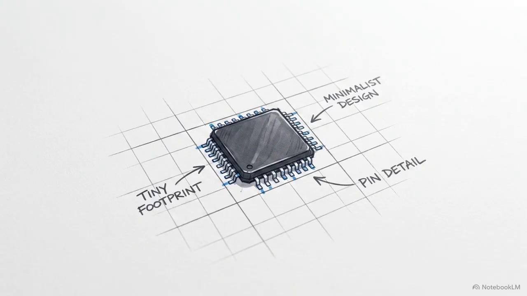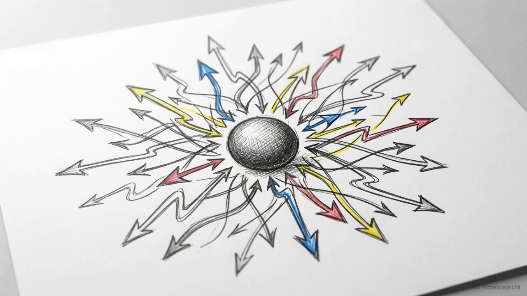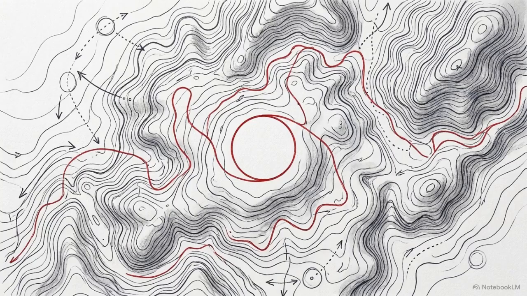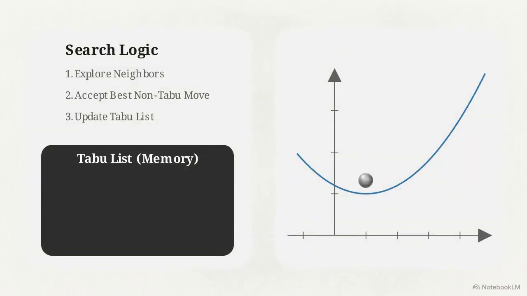Because it only tracks the current and best solutions, ILS is highly memory efficient. The trade-off is that a random kick has no sense of direction. It risks sending the search directly back into a valley it has already fully mapped out. Tabu search takes a more methodical approach.